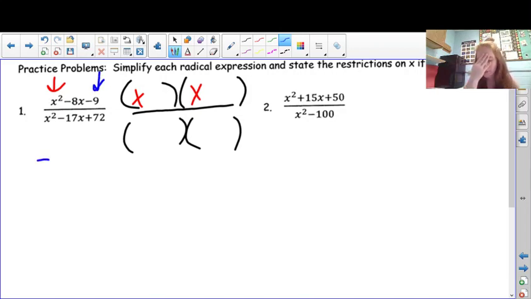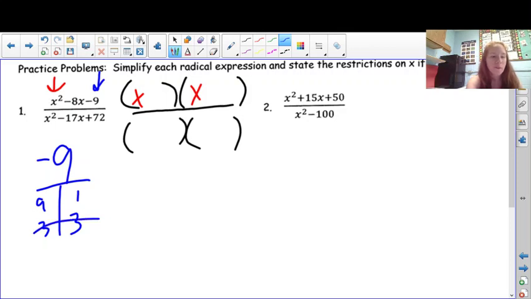I'm sorry, let me try this again. What multiplies to negative 9 and adds to negative 8? Well, I've got 9 and 1, and I've got 3 and 3. 3 and 3, no matter which way I try, is not going to get me to an 8. So I need a negative 9, so I have x minus 9 and x plus 1. Same idea on the bottom, I have 72. Oh, I forgot my x's, I apologize.